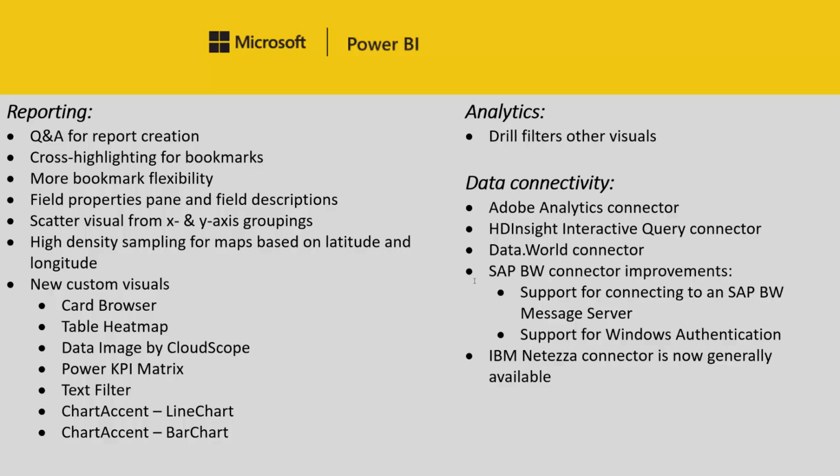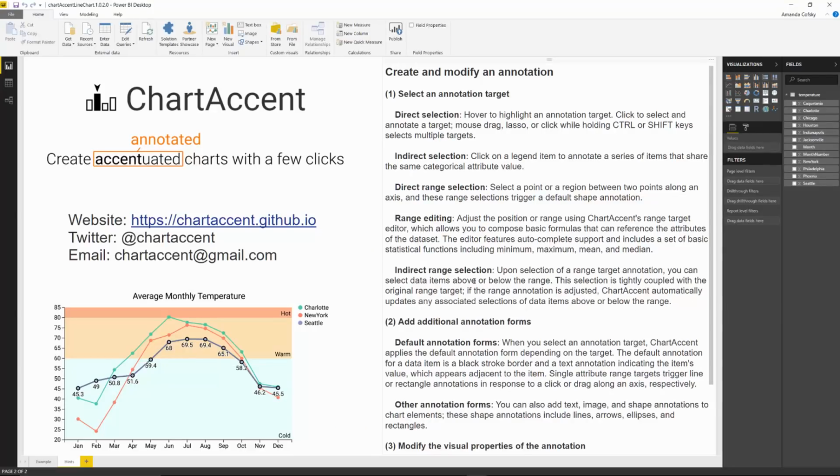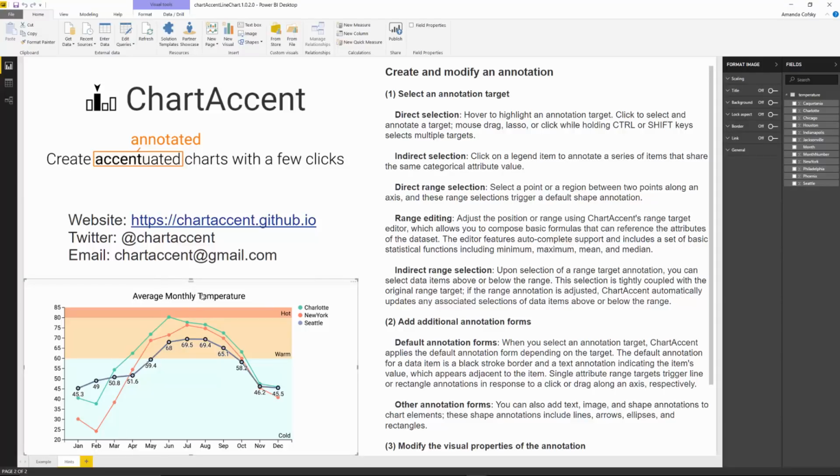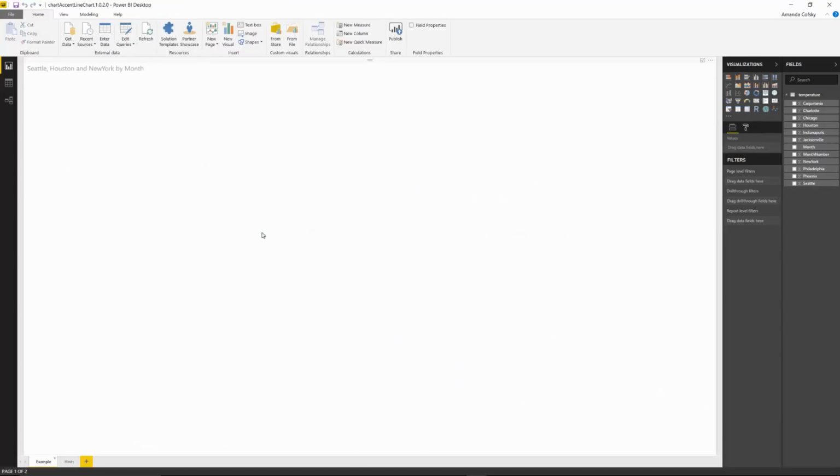The last two visuals, the chart accent line chart and the chart accent bar chart, are all around being able to create highly annotated, formatted visuals. There are two versions of it, one visual for the line chart and one for the bar chart, and you're able to do a lot of really detailed formatting on it. You can format a specific data point, format a range of data points, and annotate the visual. It's all possible with these two new custom visuals. So here is a line chart example of the visual.